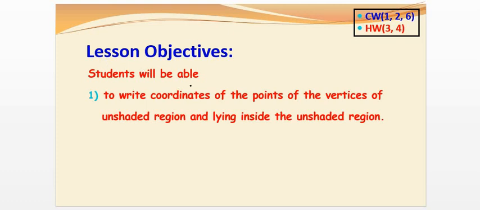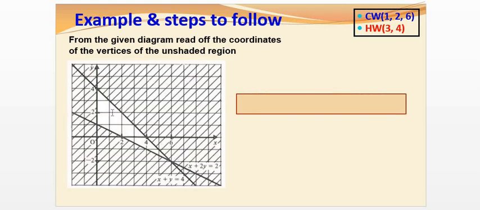By the end of the exercise you will be able to write the coordinates of the points of the vertices of the unshaded region and lying inside the unshaded region. So mainly you have to look at the diagram and see where the vertices of this unshaded region are. Clearly you can see it's a triangle like this. So this is the vertex, this is another vertex, and we have another vertex here. Because it's a triangle, there are three vertices, right? You have to find the coordinates of these vertices.